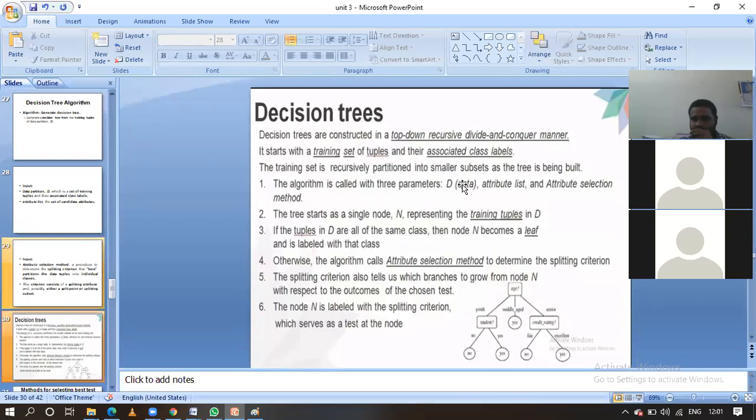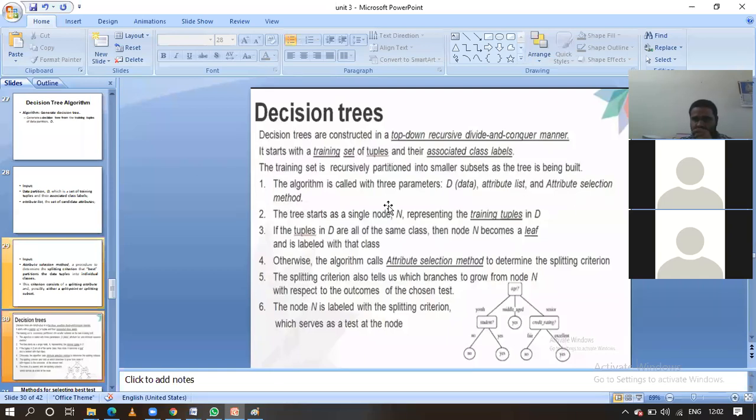That is the overall input data, and the attribute set means it contains all the attributes, that is age, credit card rating and salary. Okay, all these are the attributes, guys. Attribute set list and the attribute selection method. With the help of this attribute selection method, we are going to form the root as well as the internal nodes also. This is a separate procedure, guys. We will see one example, then you can easily understand this one.